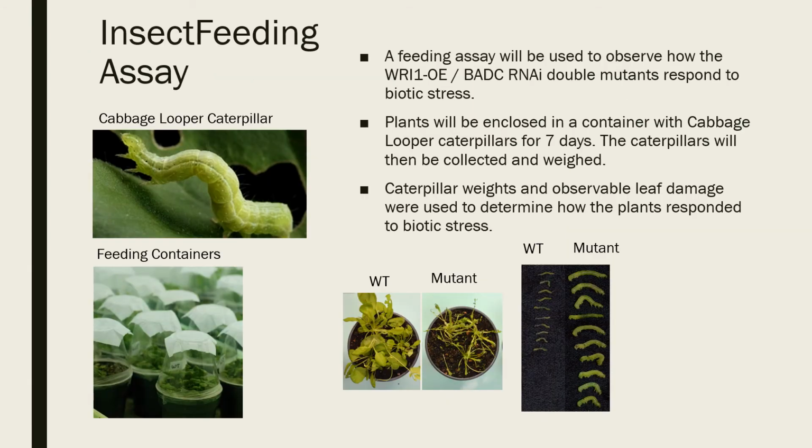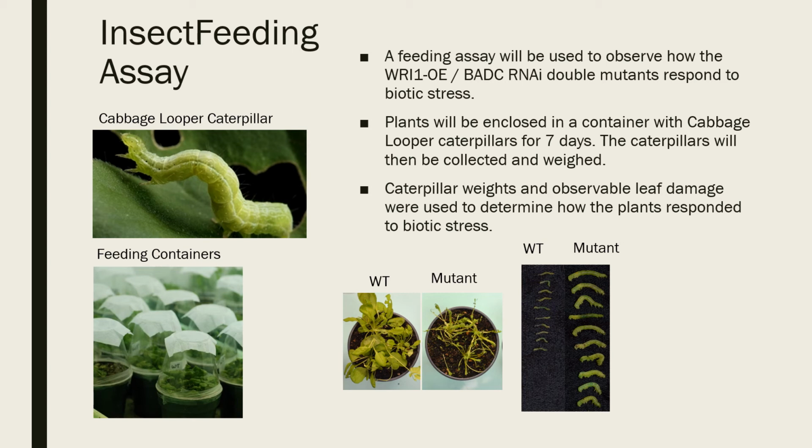An insect feeding assay will be used to observe how the Wrinkled-1 overexpressor BADC RNAi double mutants respond to biotic stress. Plants will be enclosed in a container with cabbage looper caterpillars for 7 days, giving the caterpillars enough time to feed on the plants. Afterwards, the caterpillars will be weighed and observable leaf damage will be used to assess how the plants respond to biotic stress. This is based off the idea that if the plants do not respond well to insect feeding, then the insects will feed more and weigh more as a result.